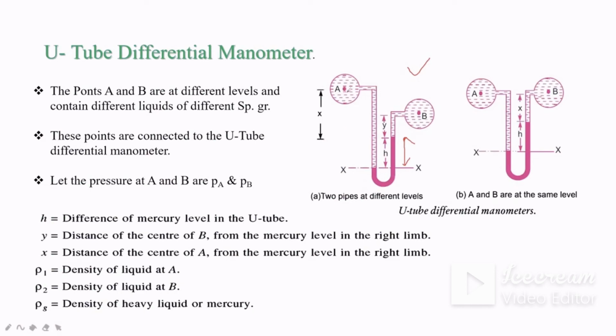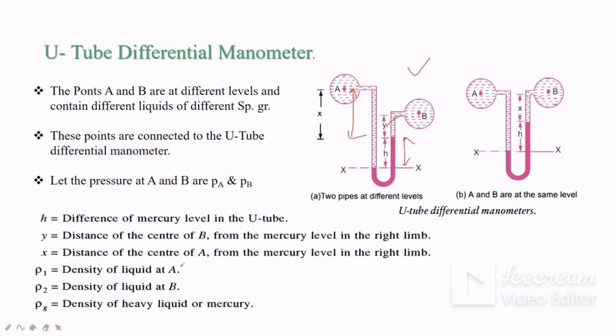Here the mercury level is very important in the U-tube differential manometer. From that mercury level, the distance in the left limb to where the pressure is measured is named X. From where it is to be measured in the right limb, it is named Y. So Y and X are the distances from the point where the pressure is to be measured to the mercury level in the right limb.